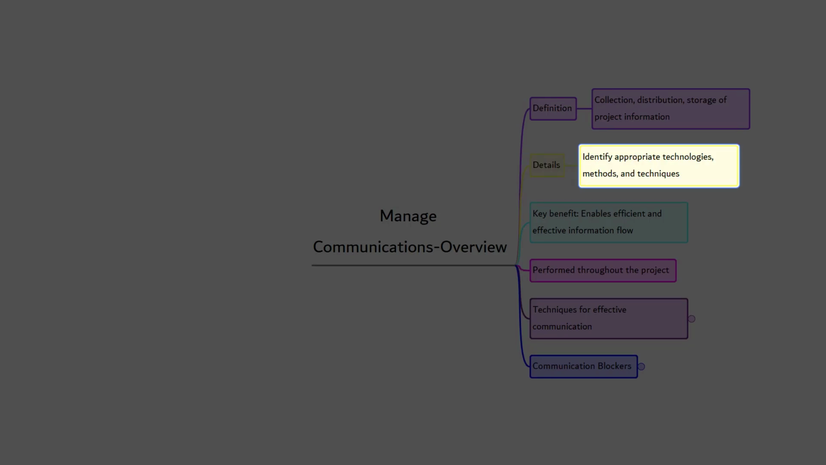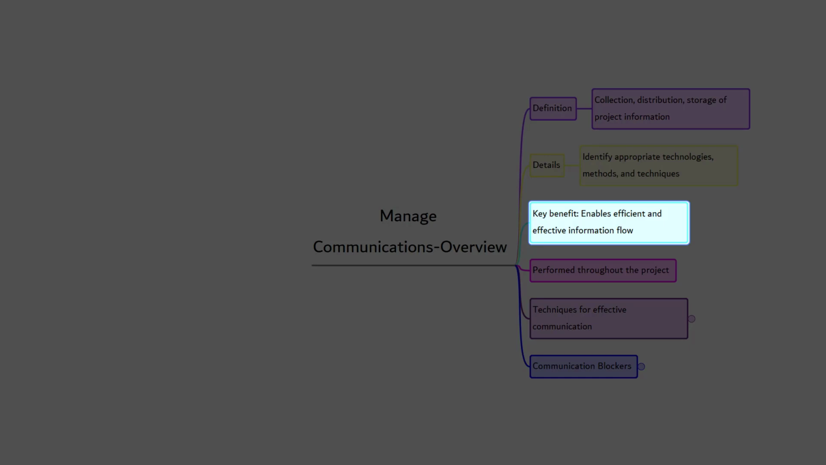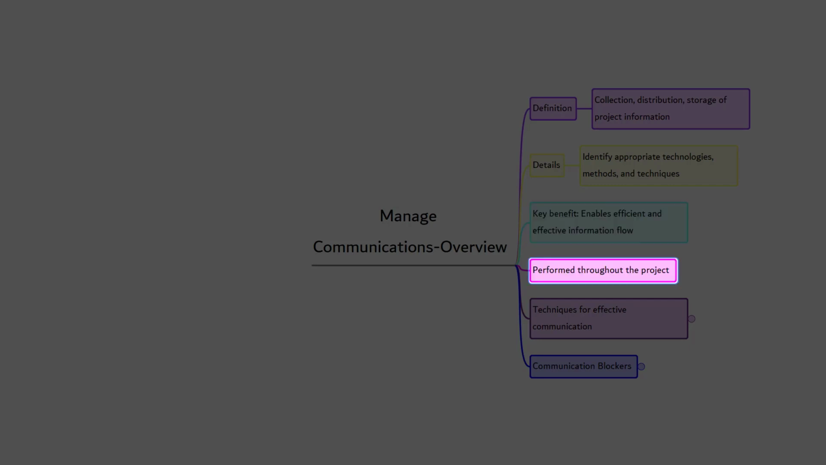Here, you need to identify all aspects of effective communication, including choice of appropriate technologies, methods, and techniques. Keep it flexible to do adjustment as it suits the environment and stakeholders. Make sure communication reaches the intended audience. Upon sharing the information, the stakeholder may come back for further information, clarification, and discussion. So be prepared. The key benefit of this process is that it enables an efficient and effective information flow between the project team and stakeholders. This process is performed throughout the project.